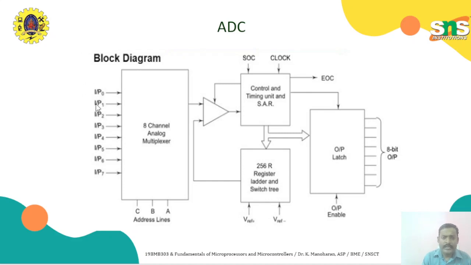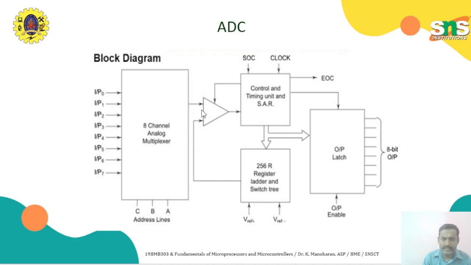Any one analog input will be selected by using these address lines. Look at this, A, B, C. This will be from 000 to 111, so we have 8 combinations. Depending upon these 8 combinations, any one input channel will be selected. That means 000 selects channel 0. 001 means channel 1. 010 means channel 2. 011 means channel 3. 100 means channel 4. 101 means channel 5. 110 means channel 6. 111 means channel 7. Any one input channel will be selected, and the analog input of that channel is converted into digital.